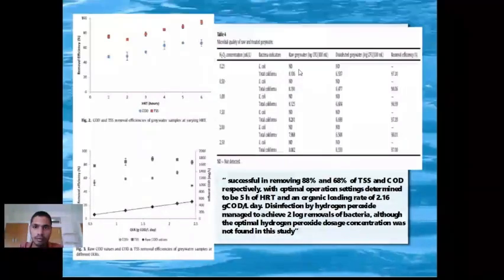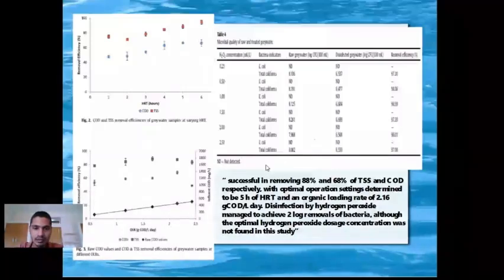And this is the total coliform treatment after the grey water has undergone aeration tank treatment as well as H2O2. As you can see, there is a 2 log decrease of total microbial load.